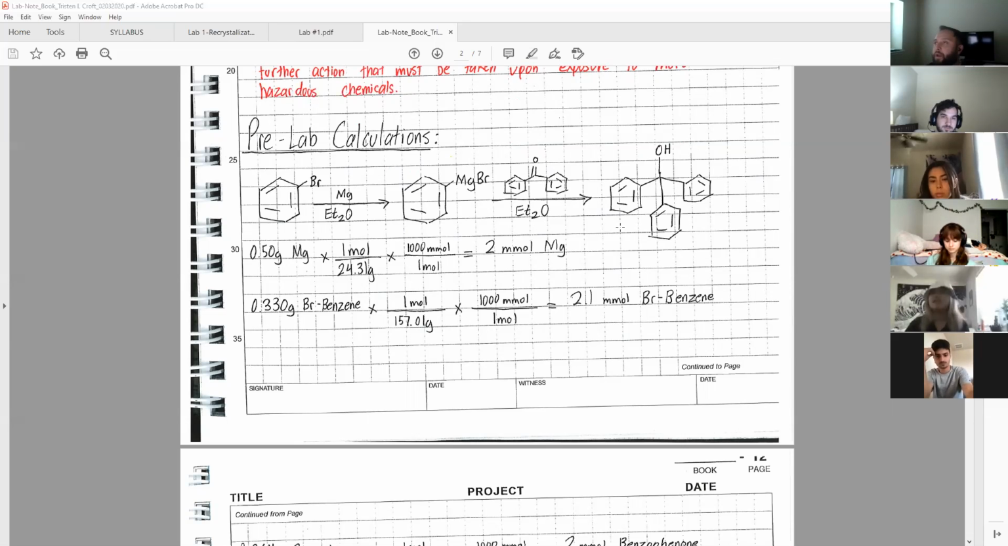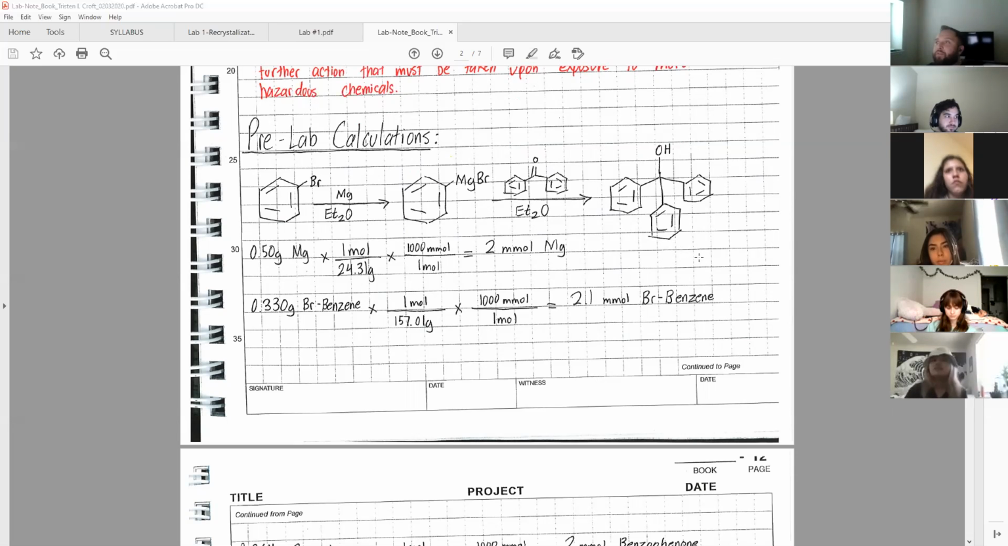Normally, a change will be like, hey guys, we don't have this compound, so you're going to do this instead, or you're going to use this solvent instead of this one. It's not hypothetical, but it's kind of imaginary. So, for the pre-lab, go ahead.